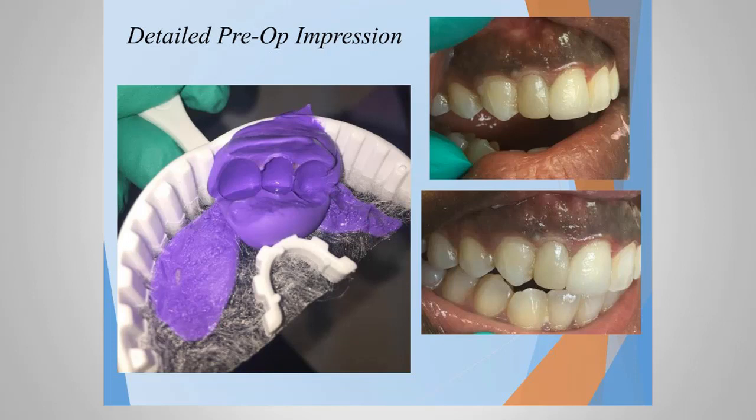A detailed pre-op impression. I want to try to achieve this with impression materials, and I usually use a triple tray to achieve that. The more detail I get in this particular impression that serves as a temporary matrix, the better chance I have of making a good temporary with less adjustments, and less of the issues and problems that I would have at the end of a crown and bridge session.